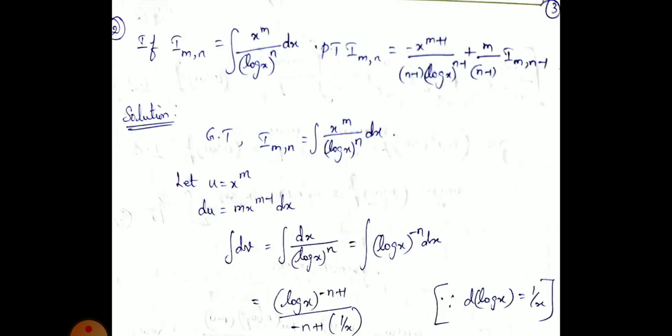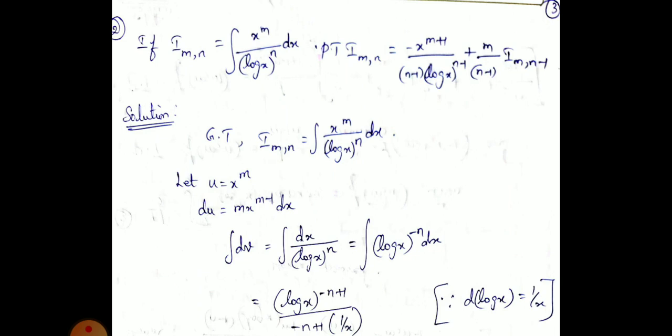If I_{m,n} equal to integral of x power m into (log x) whole power n dx, we have to prove that I_{m,n} equal to minus x power m plus 1 divided by (n minus 1) into (log x) whole power n minus 1 plus m by (n minus 1) into I_{m,n-1}. Now we are going to see the solution for this problem.